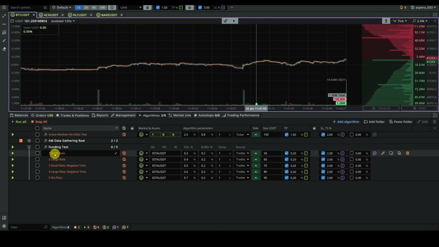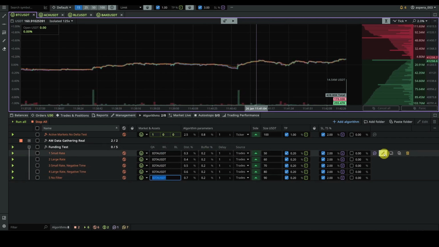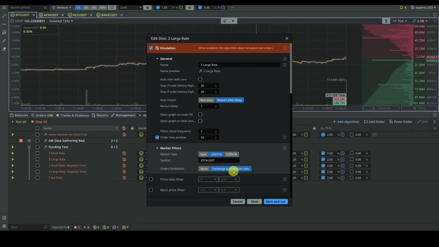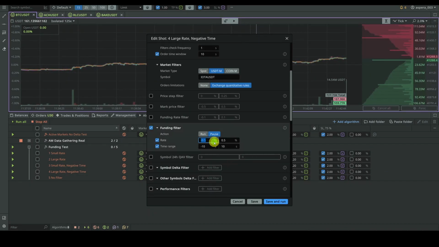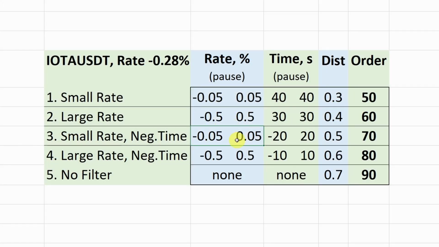So I set up a set of test algorithms for the upcoming funding of IOTA at the rate of minus 0.28%. I created different combinations of values, rates above and below the stated rate, as well as positive and negative time values, plus a control with no filter. I used different distances and order values so that each order could be clearly identified on the graph. So let's see what happened.